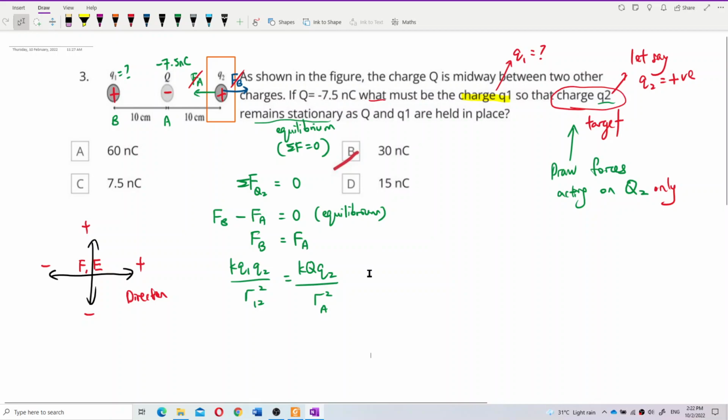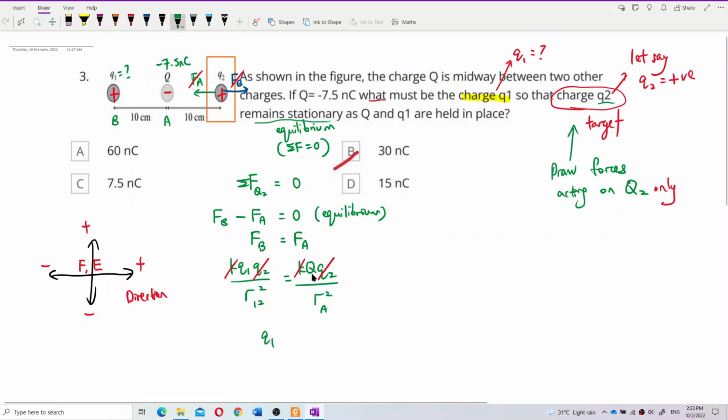As you can see from here, the value of Q2 is not provided, right? Never mind, because it cancels out over here. Q2 is already cancelled. We don't need the value of Q2 charge. And then the k is also cancelled. Now you just need to find Q1. You need to put in the distance R12 and then RA.